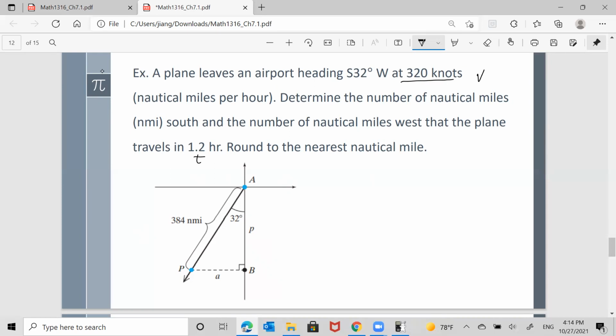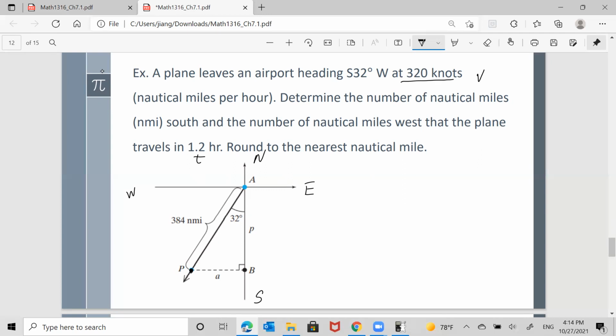So what's the meaning of that? The starting point is A, going to the south. South is in the bottom half part. It's going in this direction, and then the angle is 32 to the west. North, south, west, east. That means he's going in this direction. Then he got here after 1.2 hours. So it's looking for the number of nautical miles south and west. That means when he got to the position P.